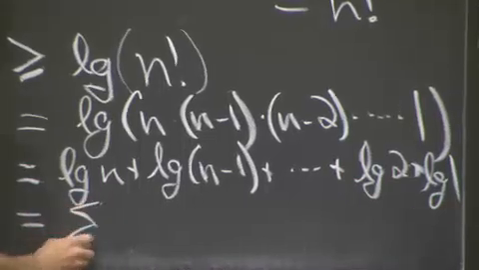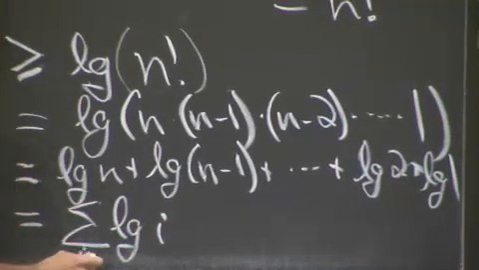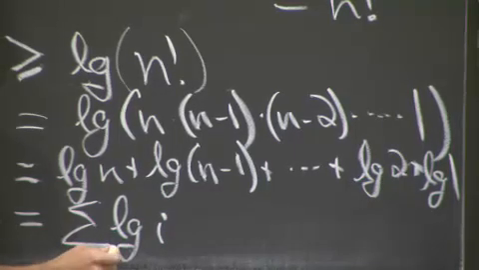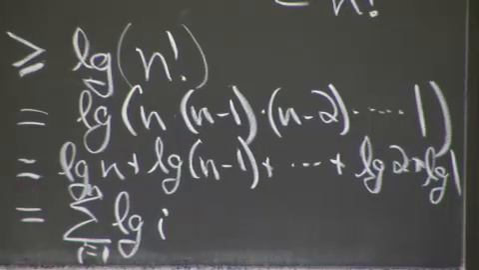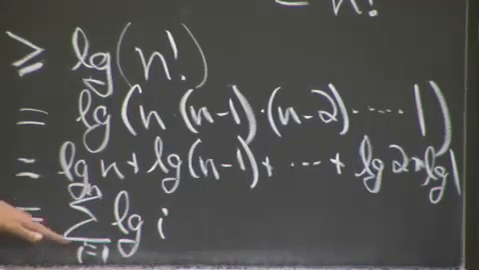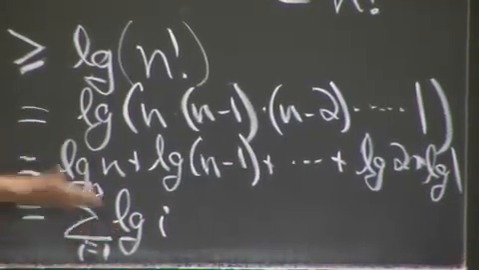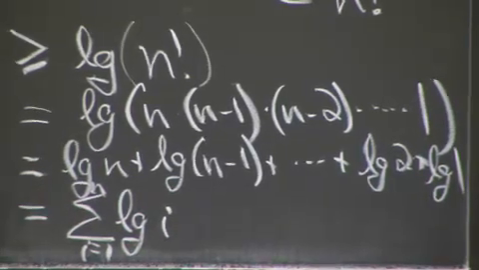I think at this point it's easier to use summation notation. So sum of log i, from 1 to n, I guess. Now we need to know something about logs. So it's not so easy. It's easy to show that this is at most n log n. But we need to show that it's at least n log n. That's a little trickier. I happen to know it's true.